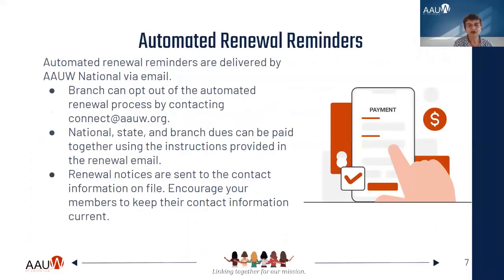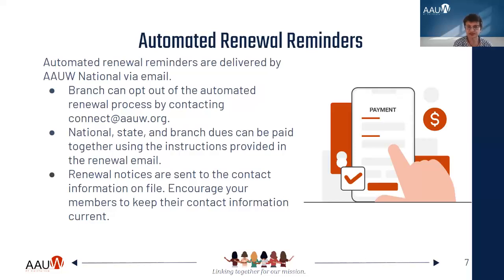All right, so automated renewal reminders. These are the reminders that National sends by email. It used to be last year that people had to opt in, and by default they were opted out. But as it turned out, many more branches wanted the reminders to be sent to them, and only a few didn't want the reminders to be sent to them.